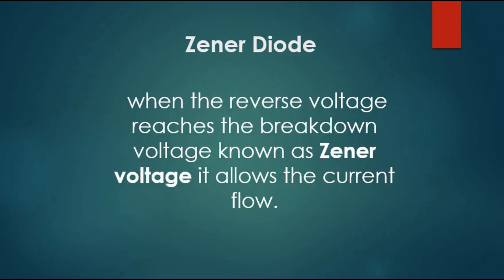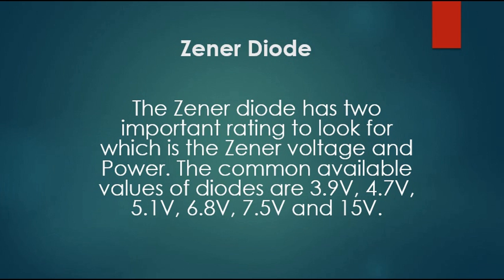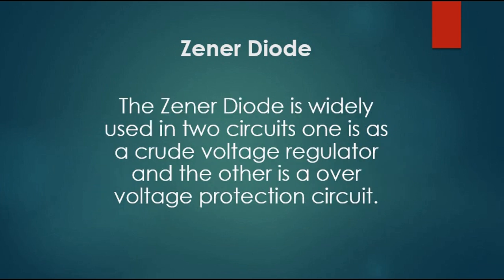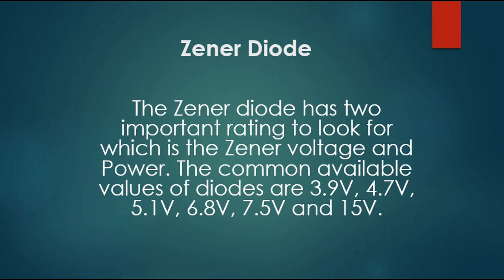So in that case, let's talk about the voltage. Now, the Zener diode has two important ratings to look for, which are the Zener voltage and power. And what are the Zener voltage and power?